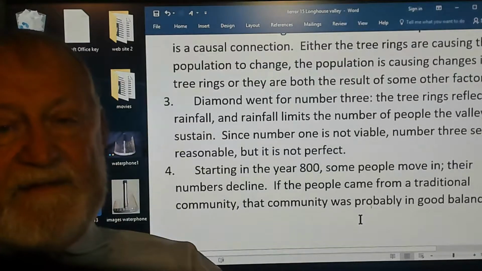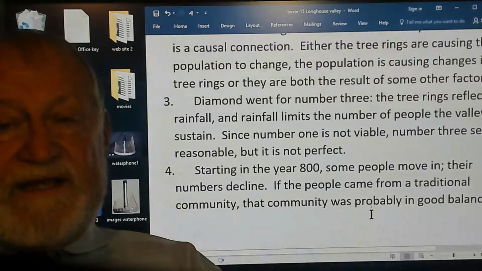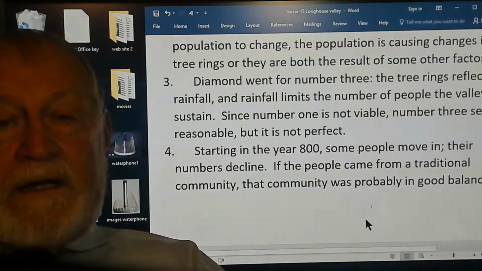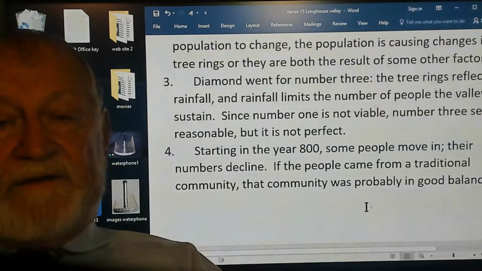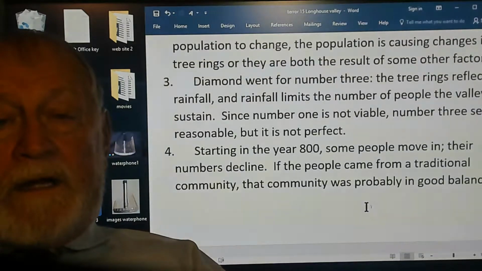So Diamond made the perfectly reasonable assumption that it was all climate. All right, that's reasonable. He didn't know what I'm telling you now, and he hasn't. I've not heard from him recently.